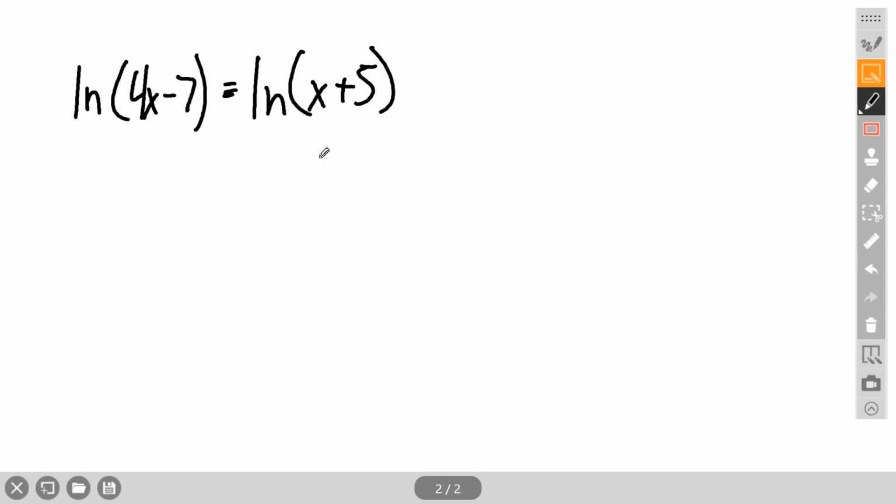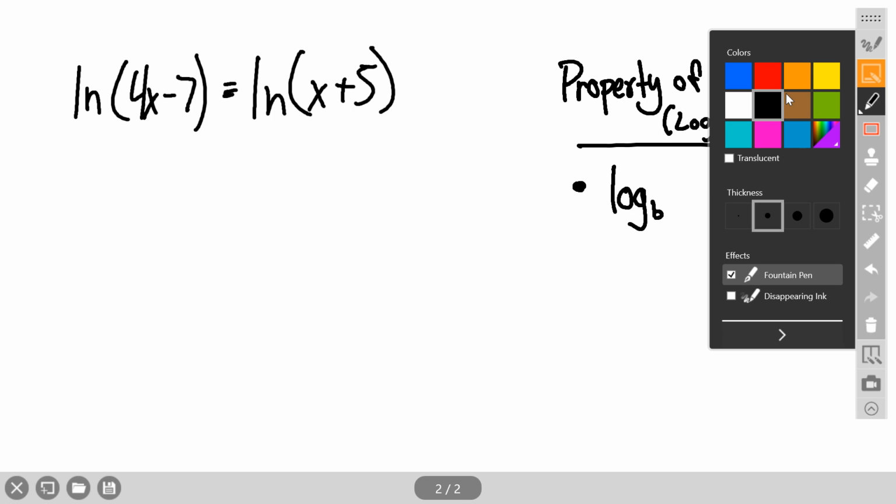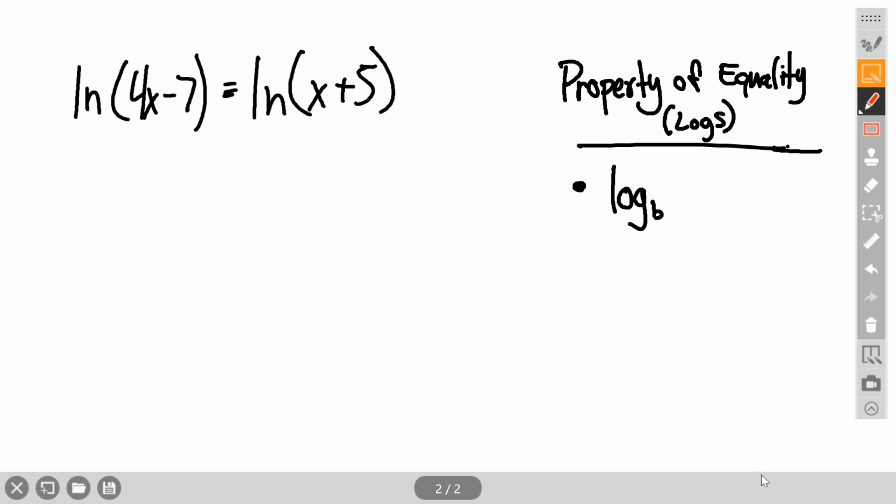To solve this one, we need a property. The property we're going to use is just a normal property of equality. This is the property of equality for logs. The property of equality for logs states that if you have an equation, and on the left side of the equation you have a log with a base number, and you have something in that log, we'll just call it x for now.